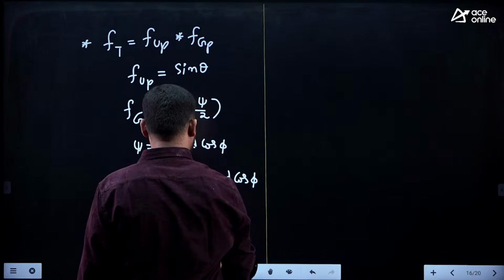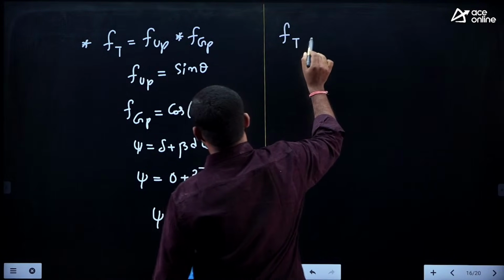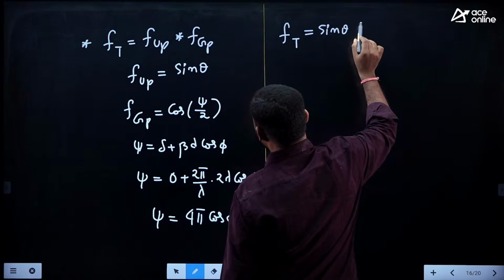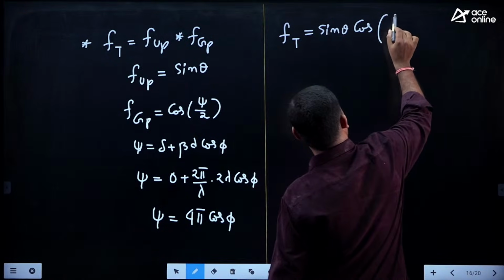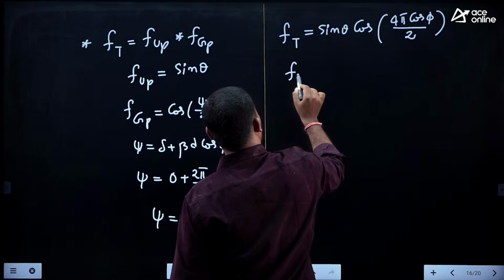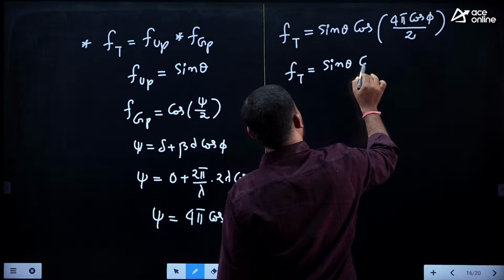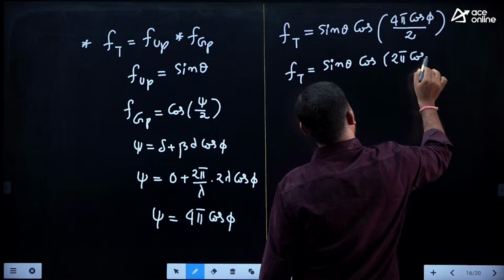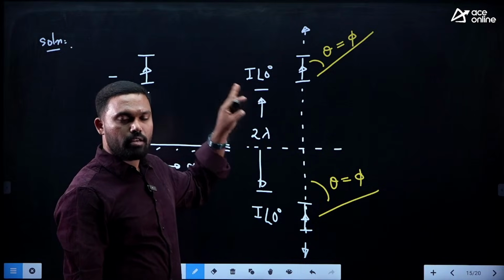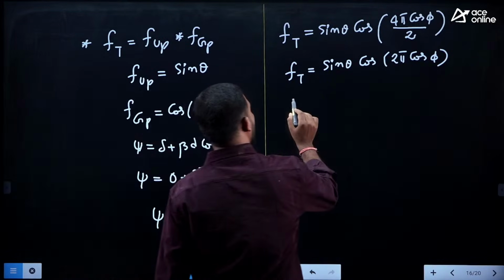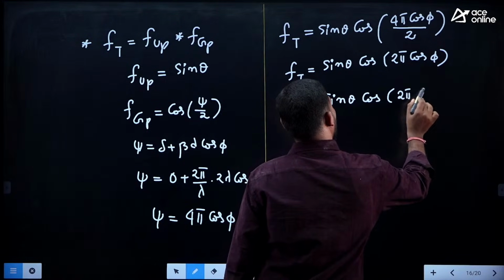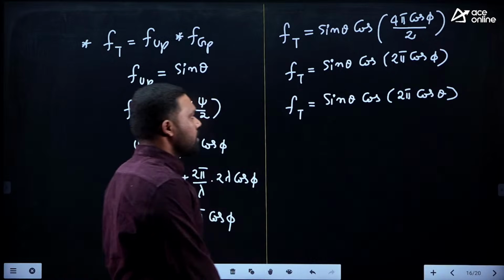Bring everything and substitute here. What is the total radiation pattern? F total is equal to sin theta times cos(psi/2), with psi equal to 4 pi cos phi. So F total is equal to sin theta times cos(2 pi cos phi). Here theta is equal to phi. The angle made with respect to the orientation of the antenna and the angle made with respect to the axis of the array are the same. So theta is equal to phi. Okay, done. So when do you get the nulls?